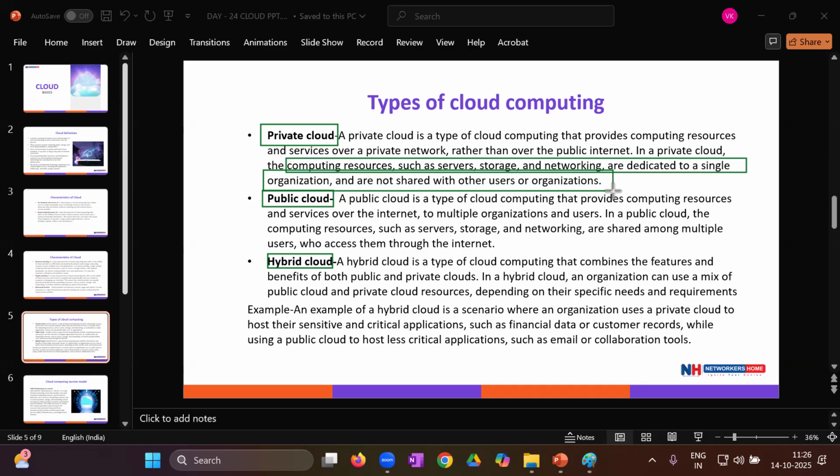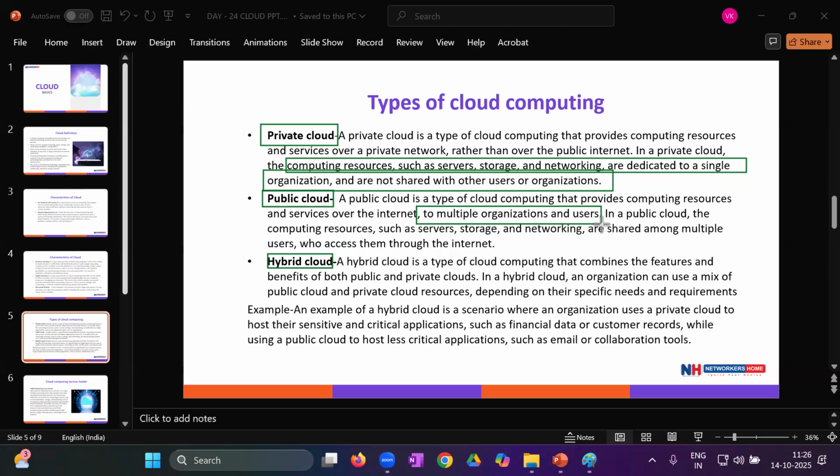In this case, that particular server will not be shared with other individual organizations. It is going to belong to a particular organization. Then it is like a what? A private cloud. Then we have a public cloud. It will be shared with multiple organizations and users.